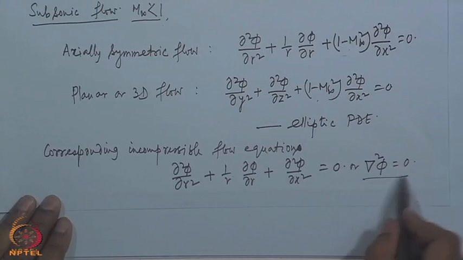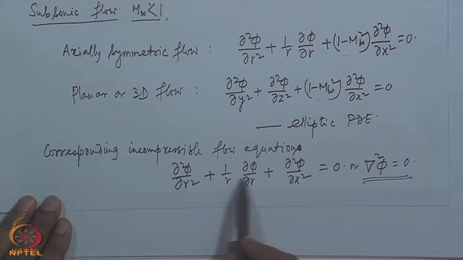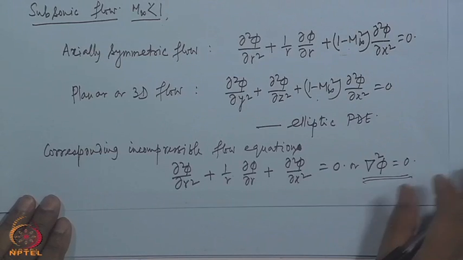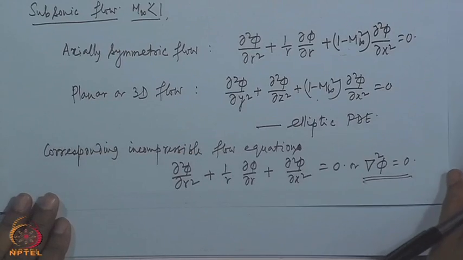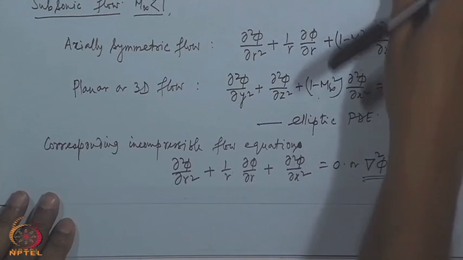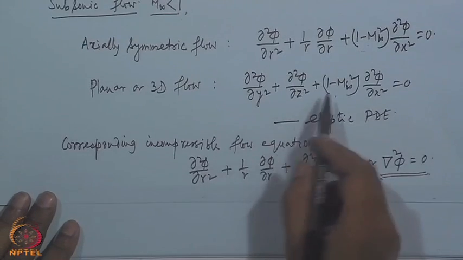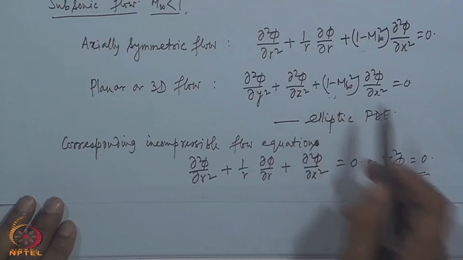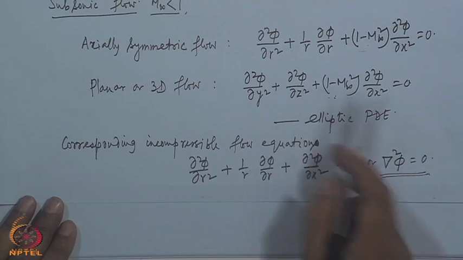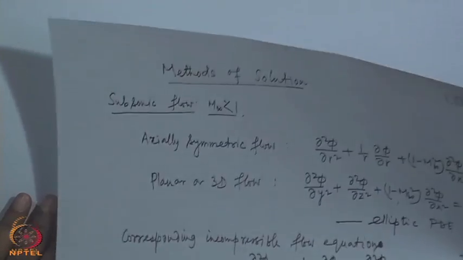Which is the well known Laplacian phi equal to 0, where this is the form of the Laplacian operator in cylindrical system, for axial flow in cylindrical system. And similarly, for the general 3 dimensional case also, the equation is this, and this becomes then the form of the Laplacian operator in Cartesian system.